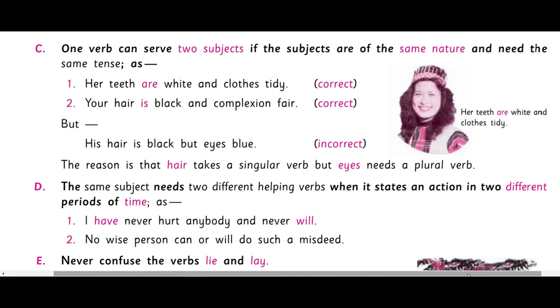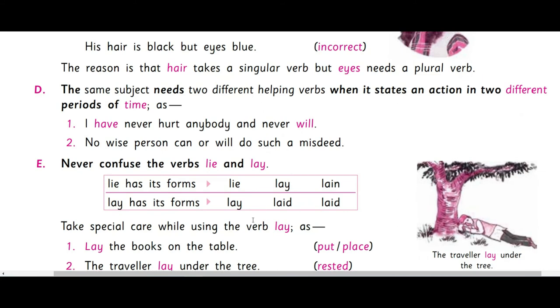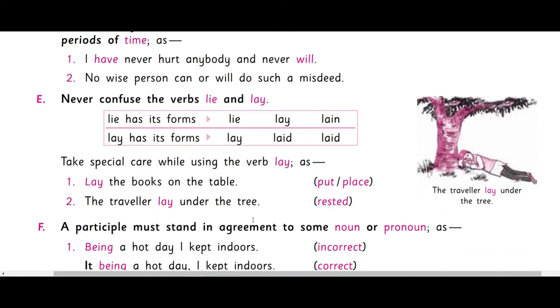The same subject needs two different helping verbs when it states an action in two different periods of time. For example, I have never hurt anybody and never will. Because it is mentioning two tenses, it needs two different verbs. It is one subject, but it indicates two times, so we have to use two verbs. No wise person can or will do such a misdeed. Because it is speaking about two tenses, there are two verbs.